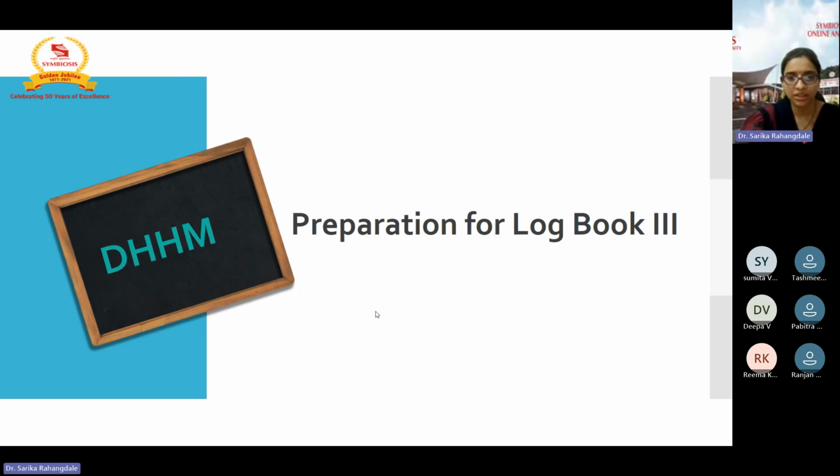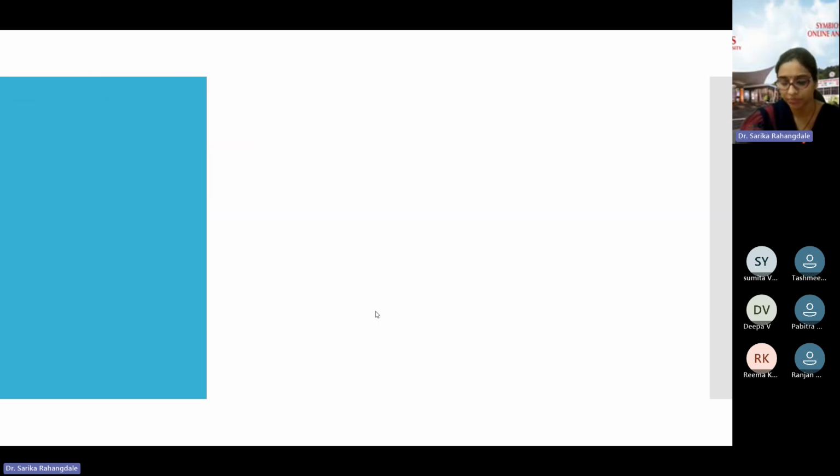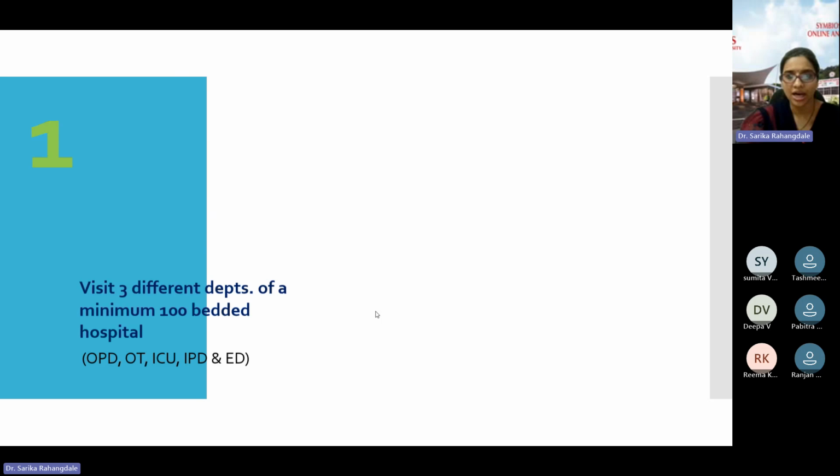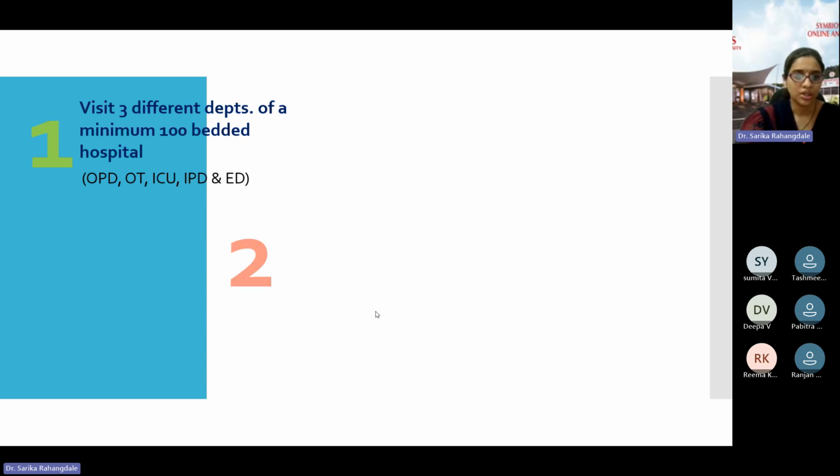So let's begin with the preparation of logbook 3. If you have any query, you may write in the chat box or you may unmute and ask in between also. As you are already visiting hospitals, or most of you are already working in a hospital, for this preparation you have to select the critical areas of the hospital. You have to prepare this report considering three different departments of a hospital.